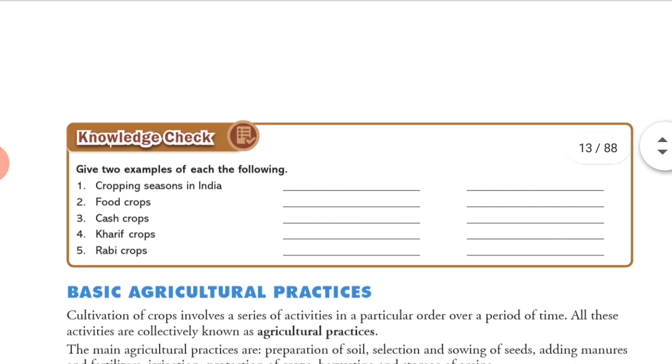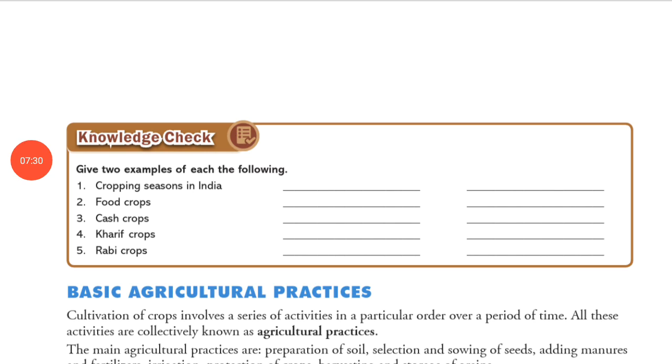Let's discuss. Give two examples of each of the following cropping seasons in India: food crops, cash crops, Kharif crops, and Rabi crops. Give examples for each and every one discussed in the above paragraphs.